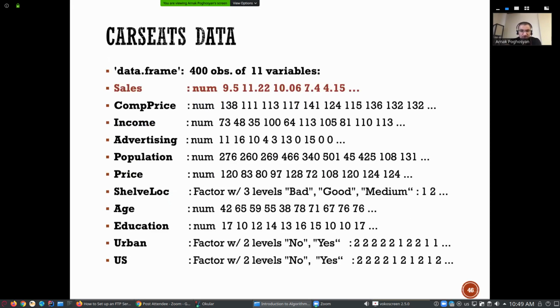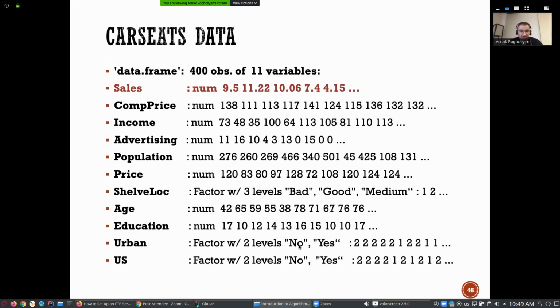Okay, sorry, shelf location is a categorical variable. So we have bad, good, and medium. And how can we convert it to numerical for the split? Usually we do it by dummification or by just putting values here. You see 0, 1, 0, 1, 2. And here we also have urban, which is also a factor with 2 levels, no and yes. You see 1 and 2 here.